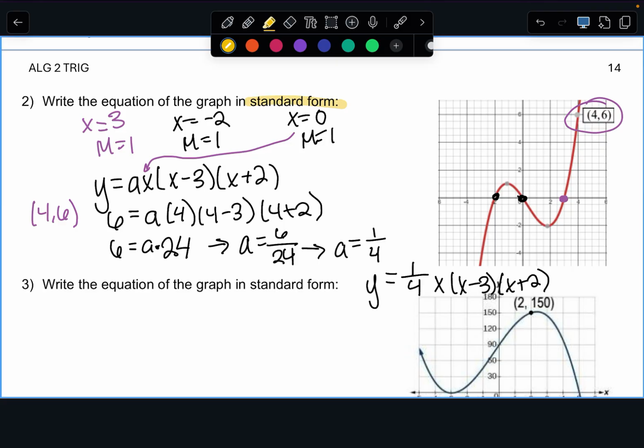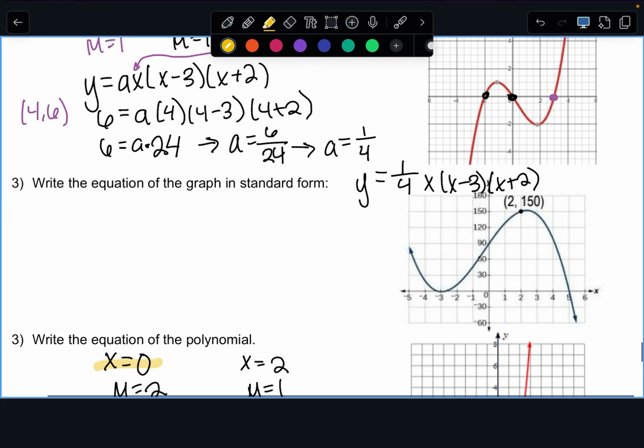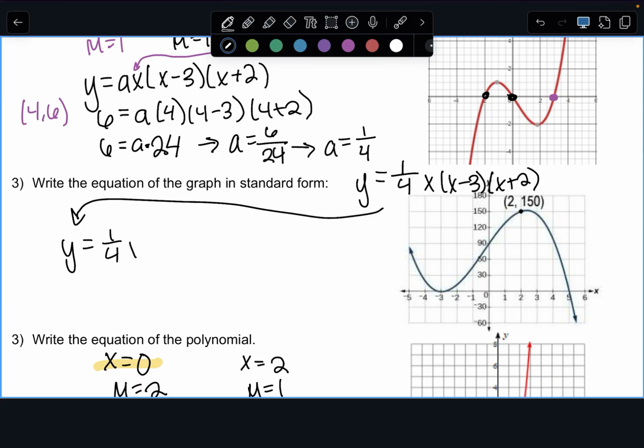Distribute everything. My recommendation, leave your leading coefficient or any x's that are by themselves, leave them for the end. So let's FOIL this first, and then we'll deal with my stuff out in front. Okay? So I'm a little bit out of room. I'm just going to pull this down to this one. Let's FOIL out just the x minus 3 and the x plus 2.